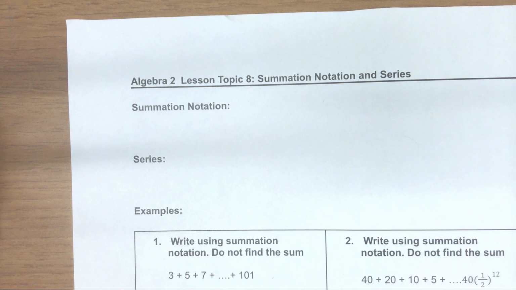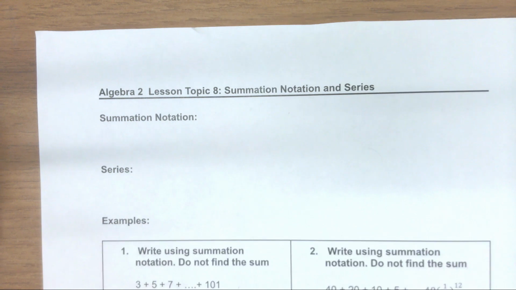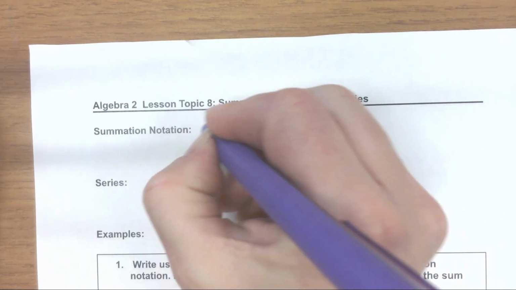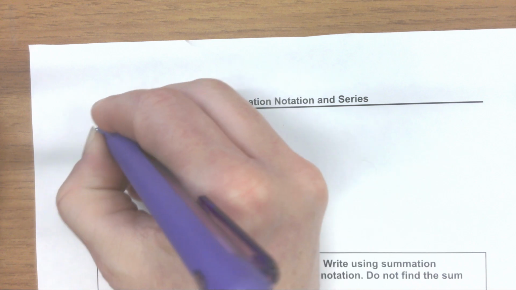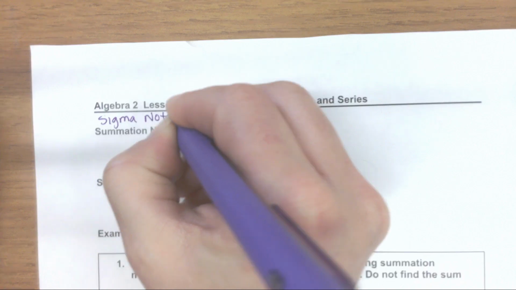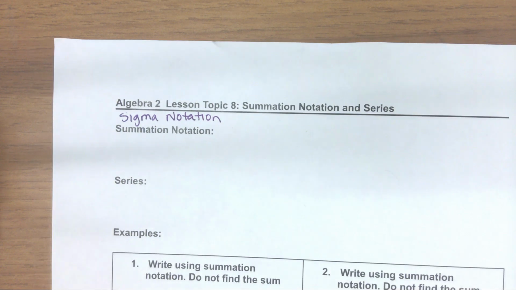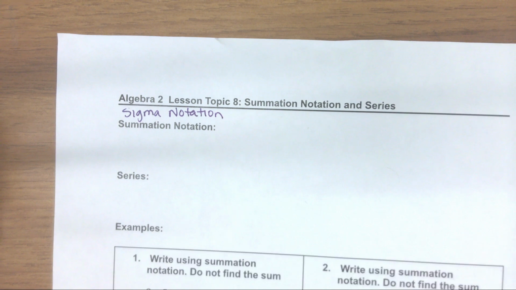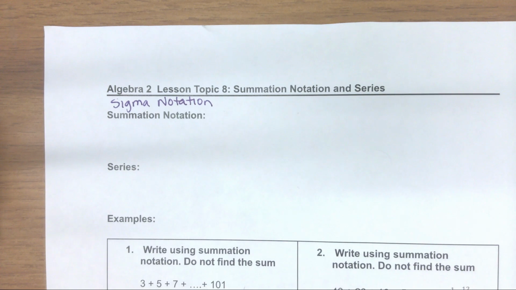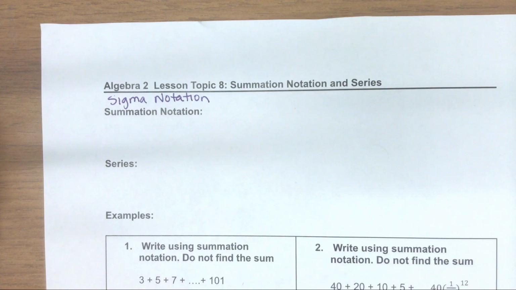All right, summation notation. Summation notation is also called sigma notation. Stuff in math notation is usually a shortcut, so we don't have to write out a bunch of things. If I show something in summation notation, it's telling you what to do.